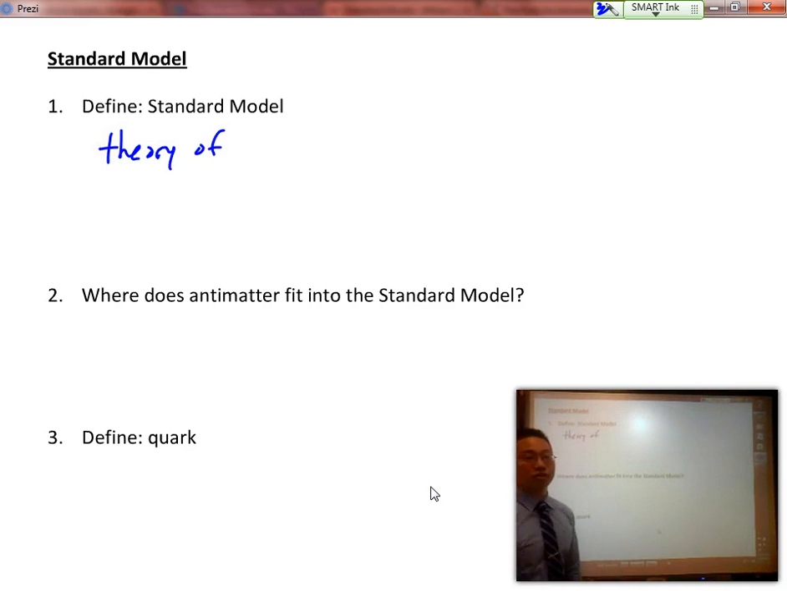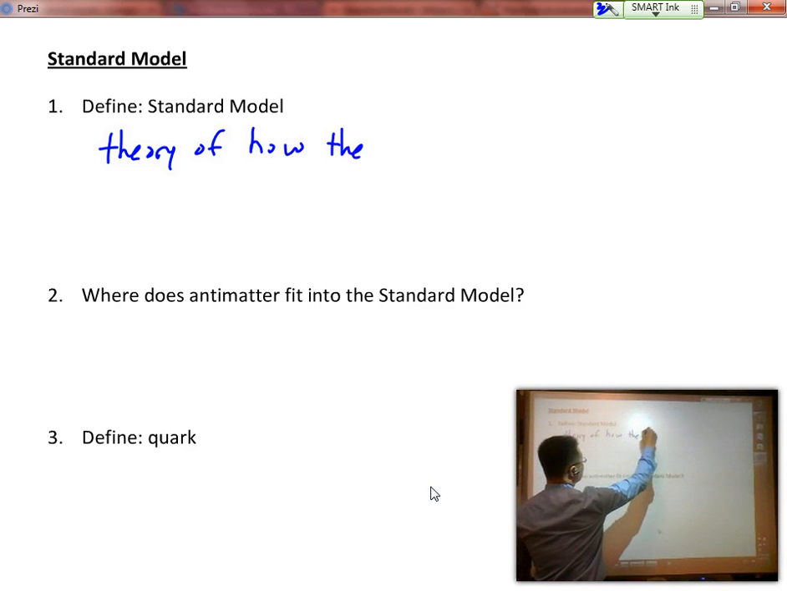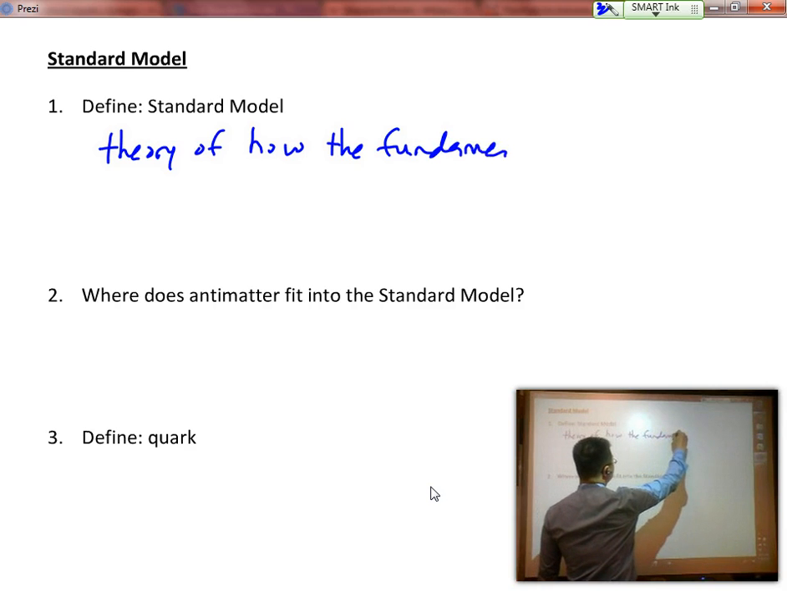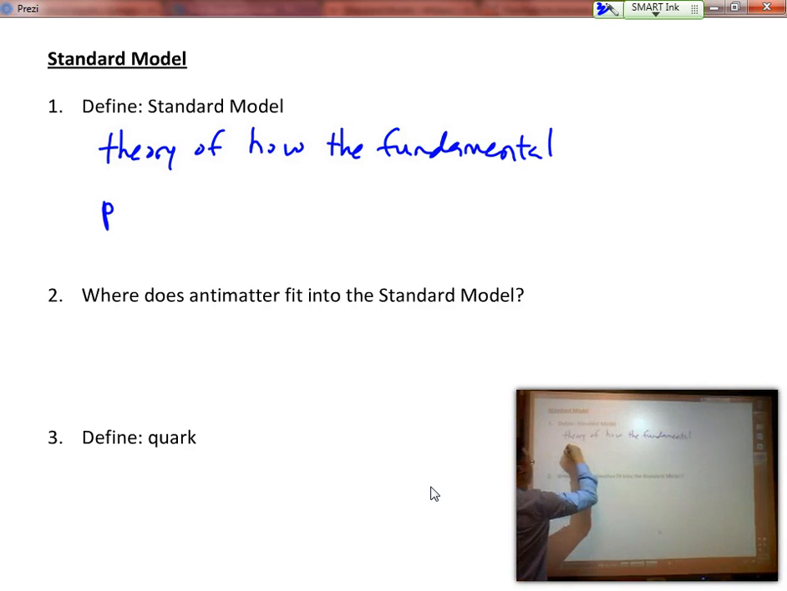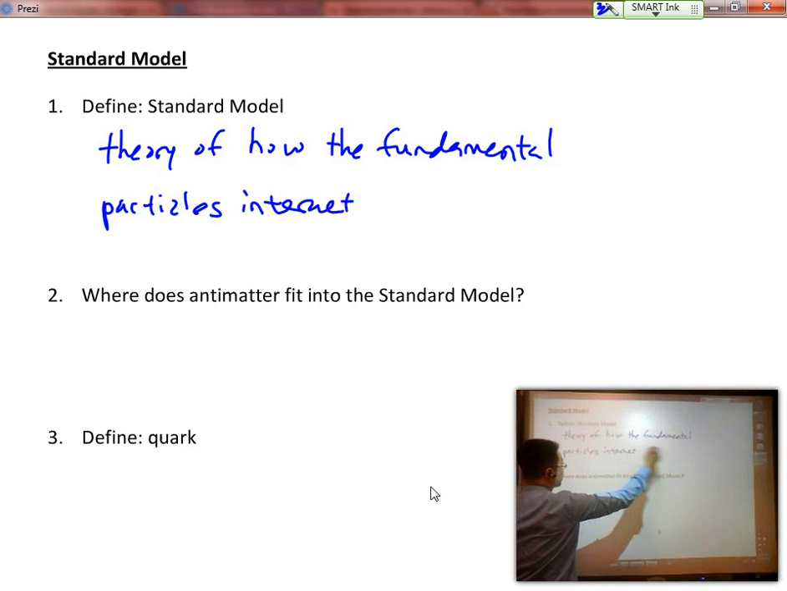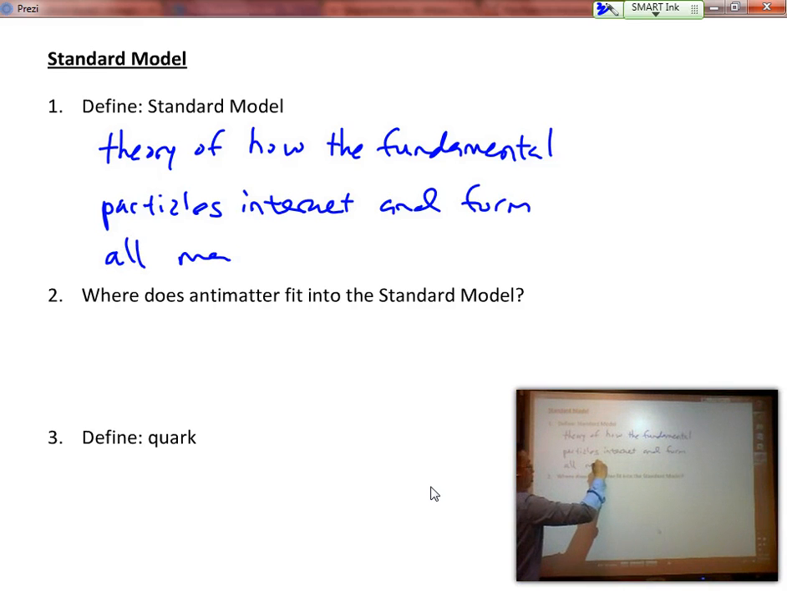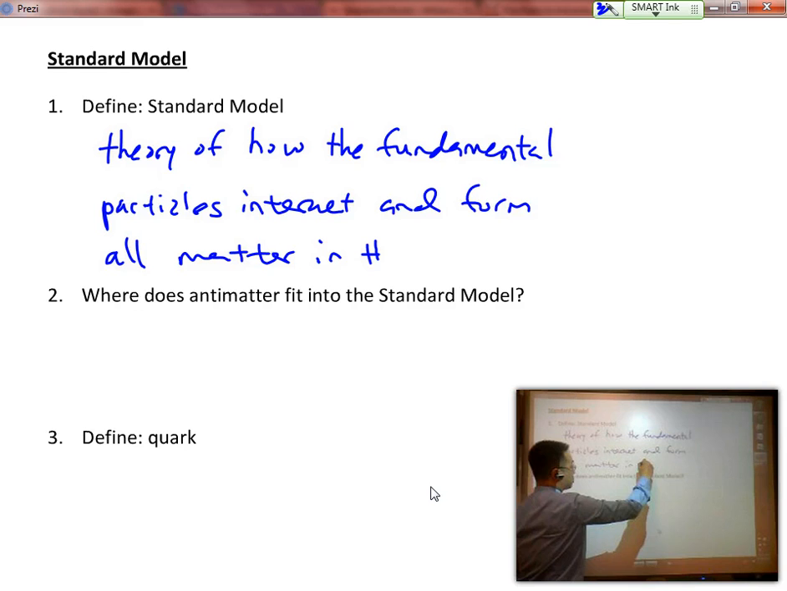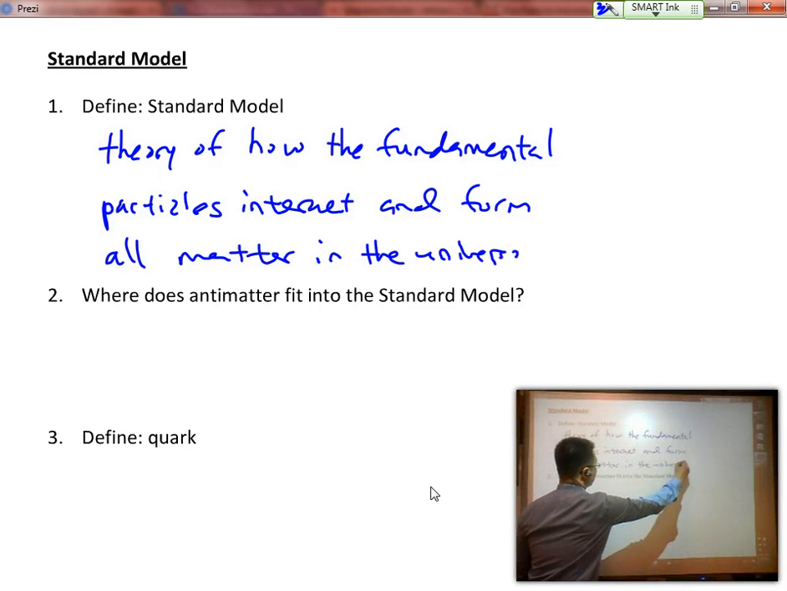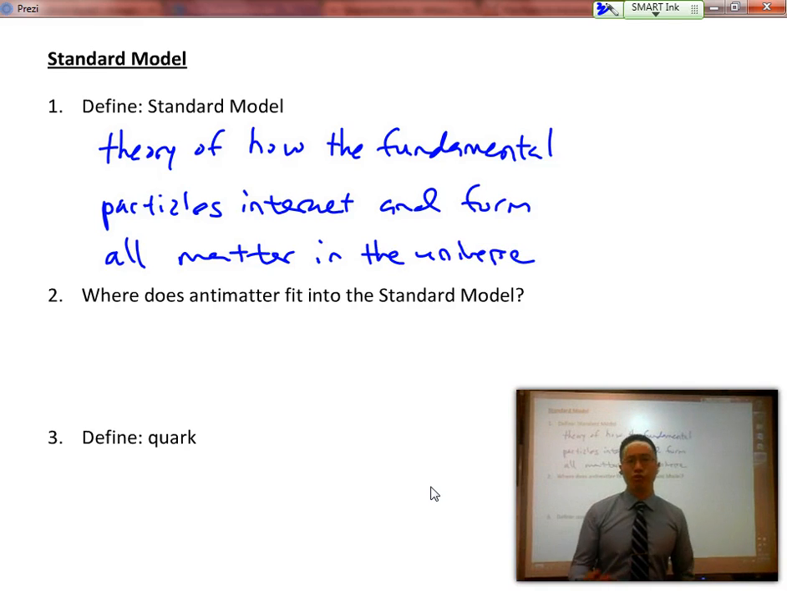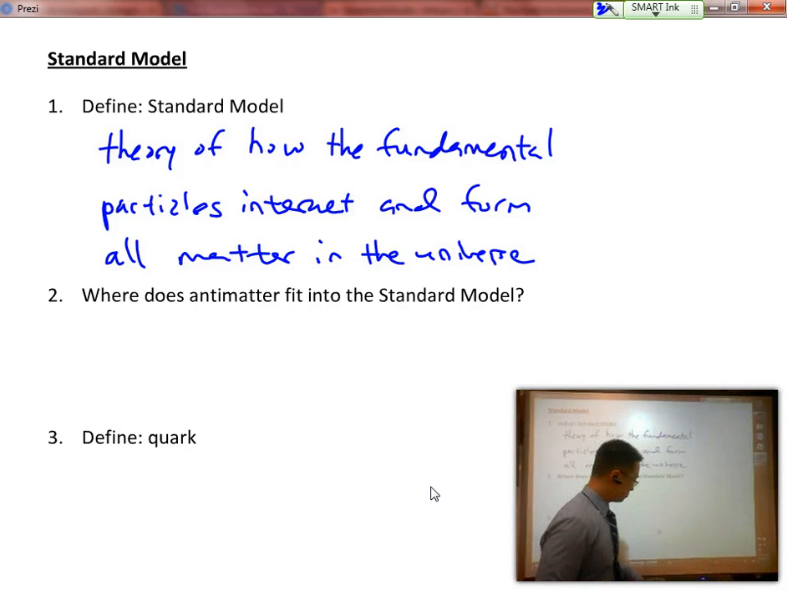So the Standard Model is really a theory of, I guess you could say, almost everything, but basically of how the fundamental particles interact and form all matter in the universe. This was created in the 1970s. It was really a conglomeration of a lot of different ideas that were put together.